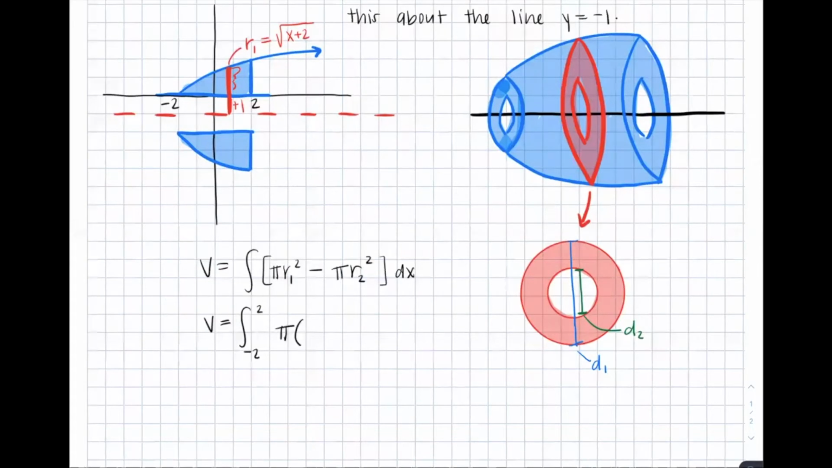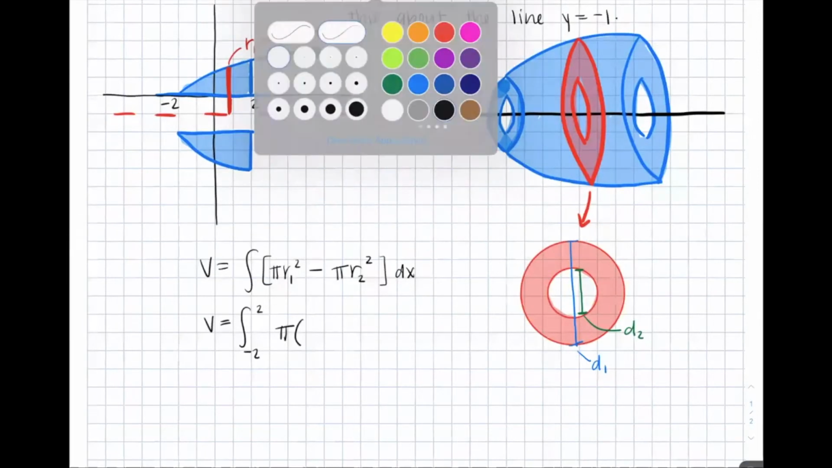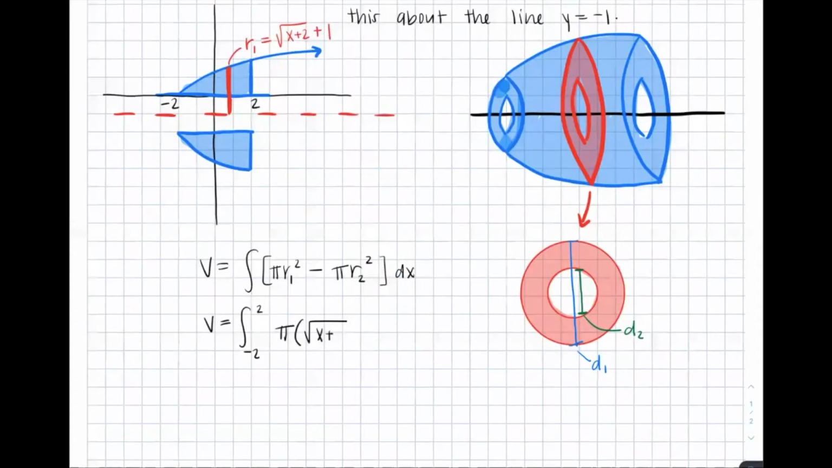If we were revolving it around the line y equals -2, you would add 2 to your height. If you were revolving it around the line y equals -3, you'd add 3 to your height, and so on. So let me undo that. You're going to have square root x plus 2 plus 1, and that's going to be your first radius down here. And then you have to square that, and then minus pi.